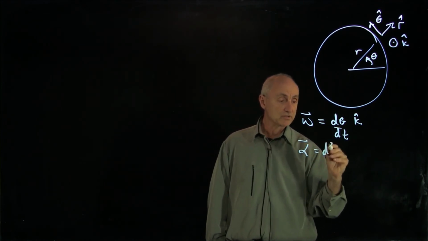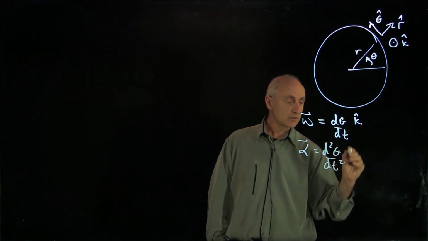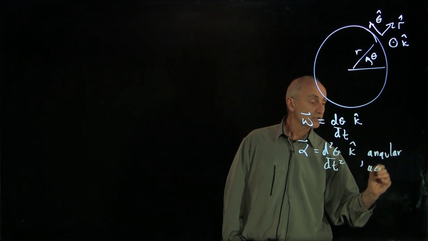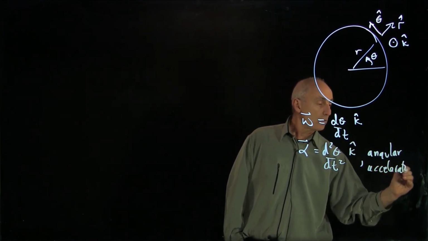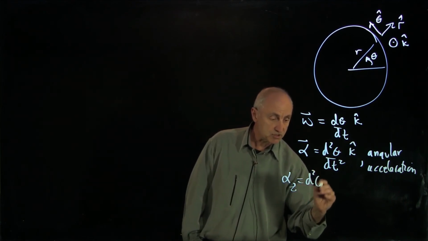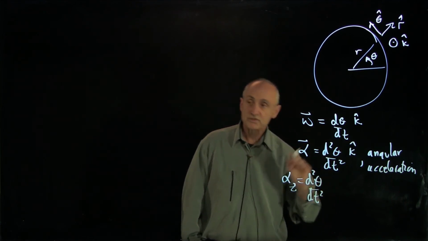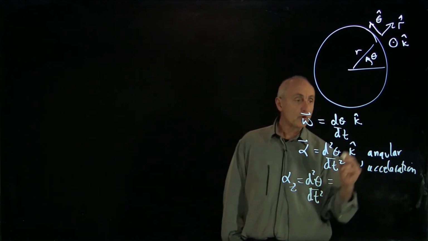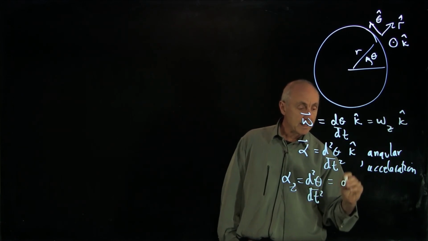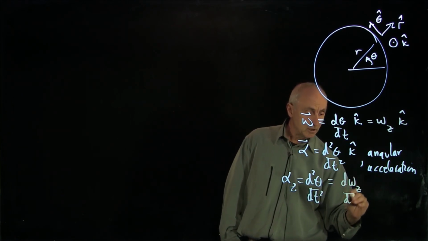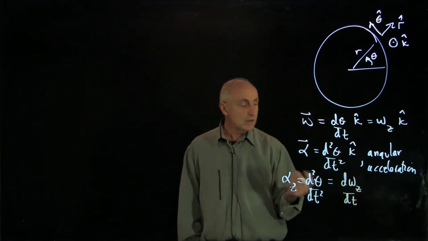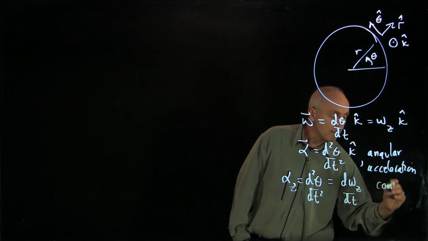So alpha is the second derivative, d squared theta dt squared, k hat. And this quantity is what we call angular acceleration. Now we'll describe the component alpha z as d squared theta dt squared, so it's the second derivative of the angle. And also, if we wrote this as omega z k hat, we can write that as the derivative d omega z dt as well. So this is the component.